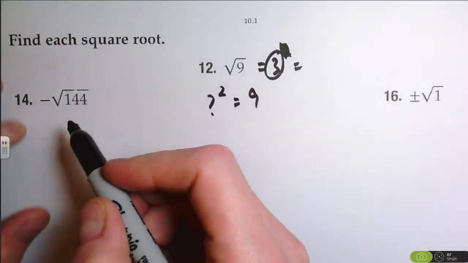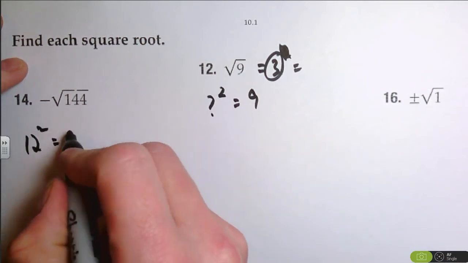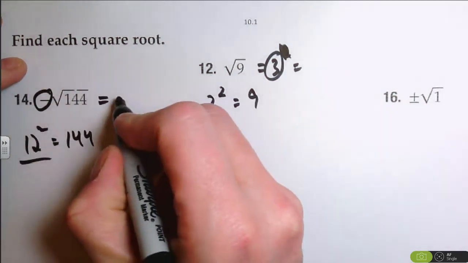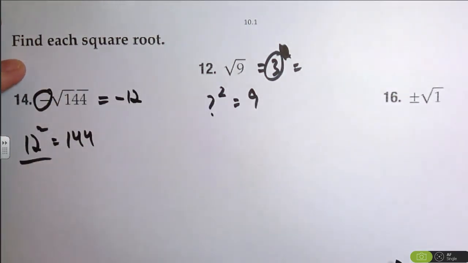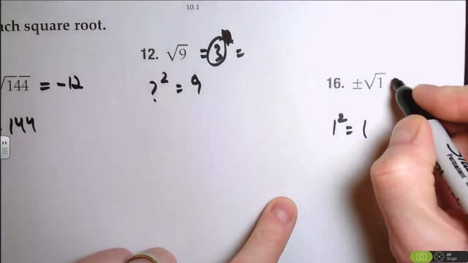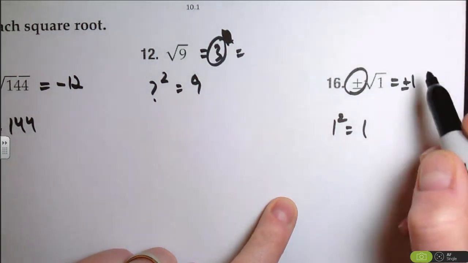For number 14, you have to know that the square root of 144 means you have to know that 12 squared is equal to 144. So this number is 12, but because of this negative sign here, it's actually going to be negative 12. And then for number 16, you have to know that 1 squared is 1, so 1 is its own square root. But because of this plus or minus in front, the answer is plus or minus 1.